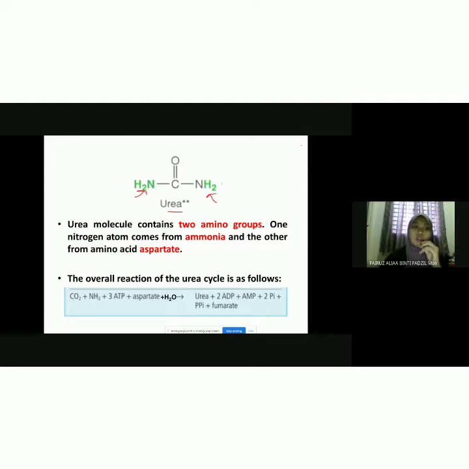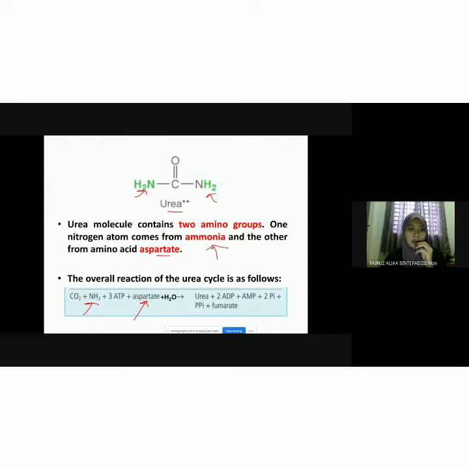So one nitrogen atom comes from the ammonia just now, through the process of deamination. You remember it removes the amino group, and then the amino group combines with H and becomes the ammonia. So one of the nitrogen atoms comes from ammonia. And then the other amino group comes from the amino acid aspartate. So in this formula we have the aspartate here as the donor of one of the nitrogen groups, and we also have the ammonia here as the donor of the amino group for the urea.